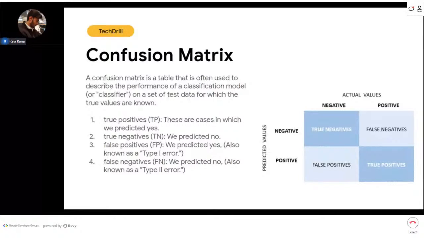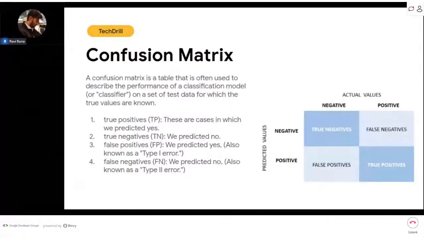As you can see on the screen right now, we have 4 types of values in our confusion matrix: true negatives, false negatives, false positives, and true positives. So what are actually these values? Suppose your model is used to predict images of cats and dogs. I'm going to take a consistent example of the cats and dogs model throughout today's class.